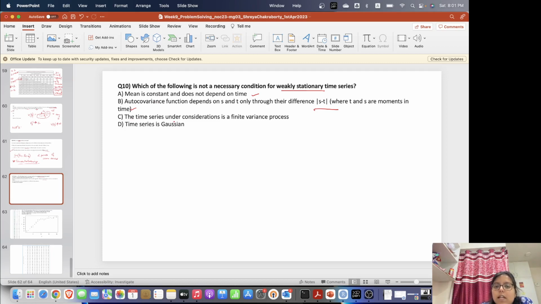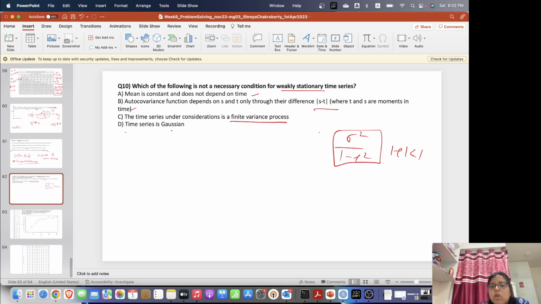So the time series under consideration is a finite variance process. Of course, because you remember when we were doing the conditions for an AR(1) process, we got something like 1 minus rho square. So we set rho less than 1 so that we would have a finite and constant variance. Okay, so the time series should have a finite variance process. So then all these are necessary conditions. Which is not a necessary condition?